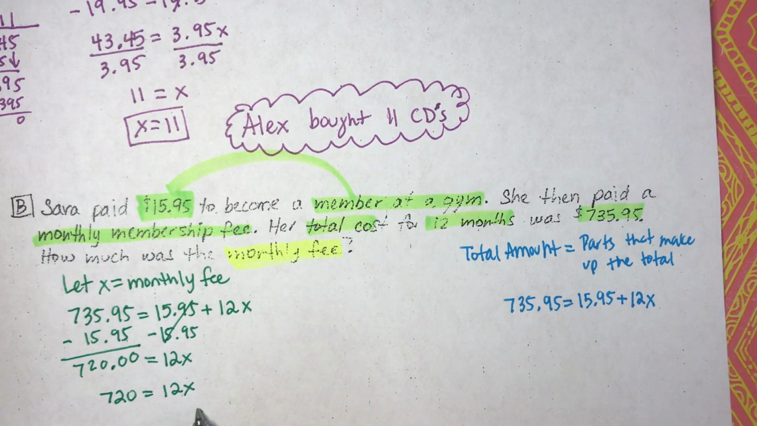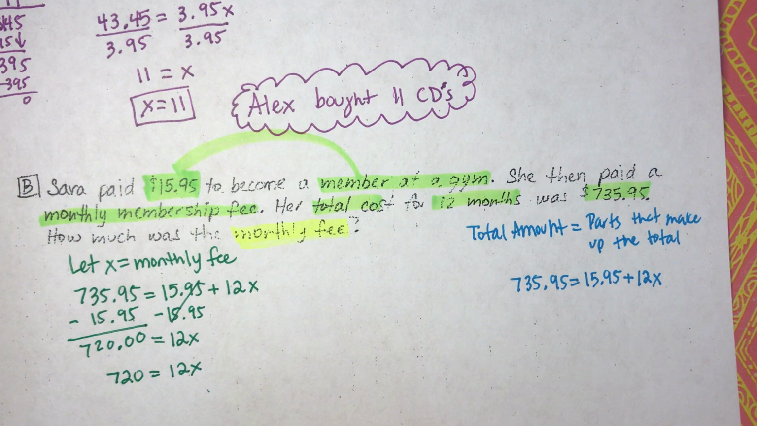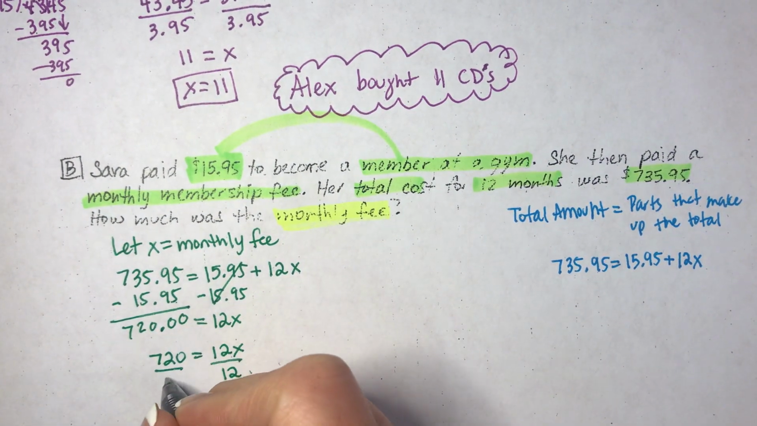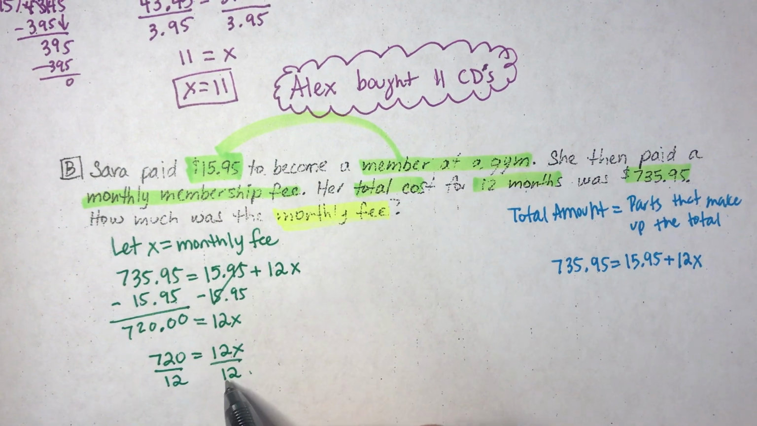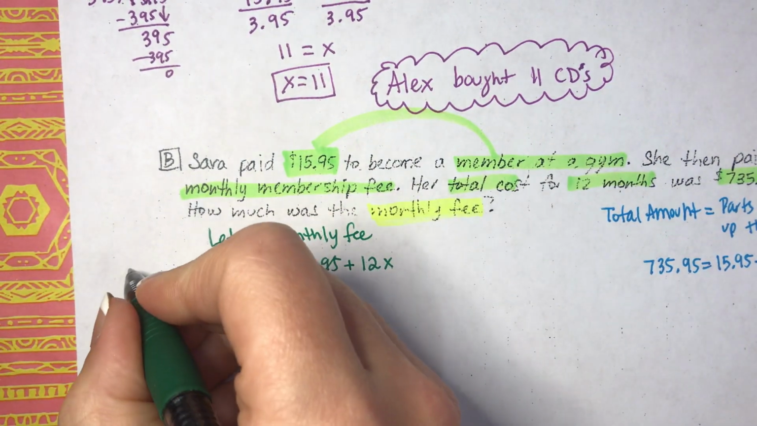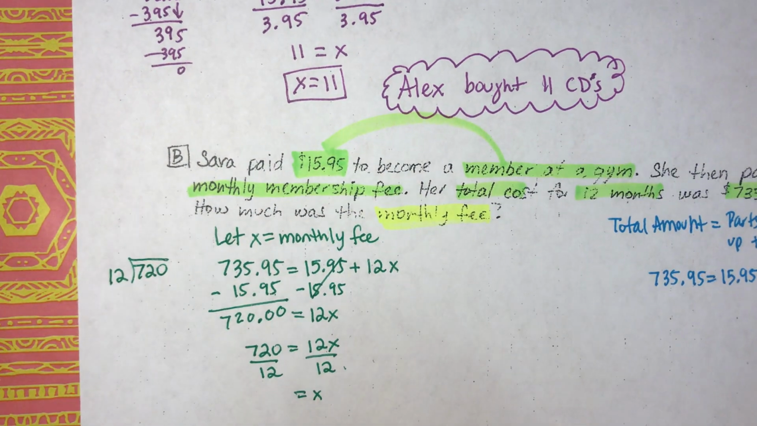We want to get x by itself, so we are going to have to divide both sides by 12. Okay, 12 divided by 12 is just 1. 1 times x is x, so now we have x by itself. Now I'm just going to go over here and do this little division right here. 720 divided by 12.